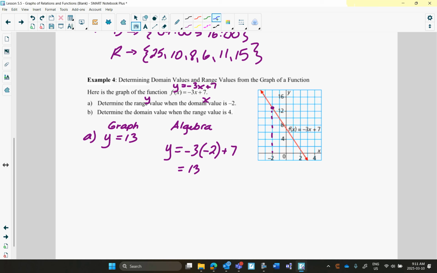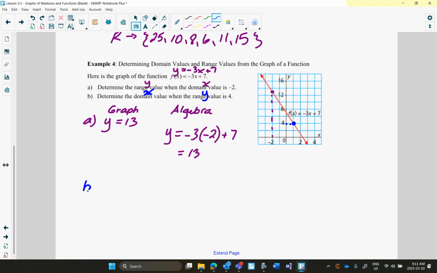For the next one, we're asked to find the x when y is 4. So we got to go up to 4 on the y, and then we got to go over to the line to figure out what the x is. What's the x coordinate there? 1. And that looks pretty clear. So from the graph, x equals 1.